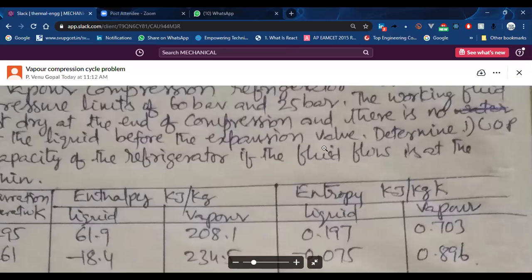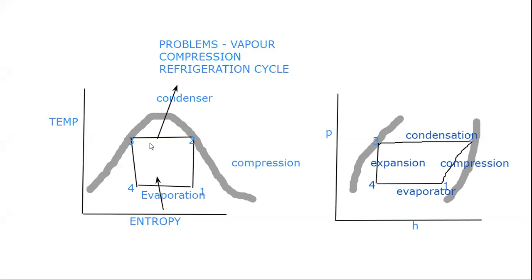Sometimes we have to check if, after condensation, that is after 2 to 3, there may be some other intermediate cooling process. Then it is used as undercooling, but it's not there here. It's just one statement, but don't worry. If there is nothing, then after condensation the next process is expansion. So it goes to the expansion valve.